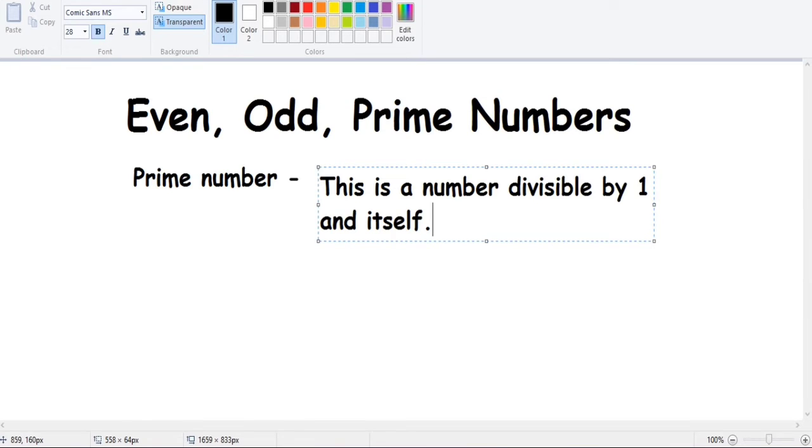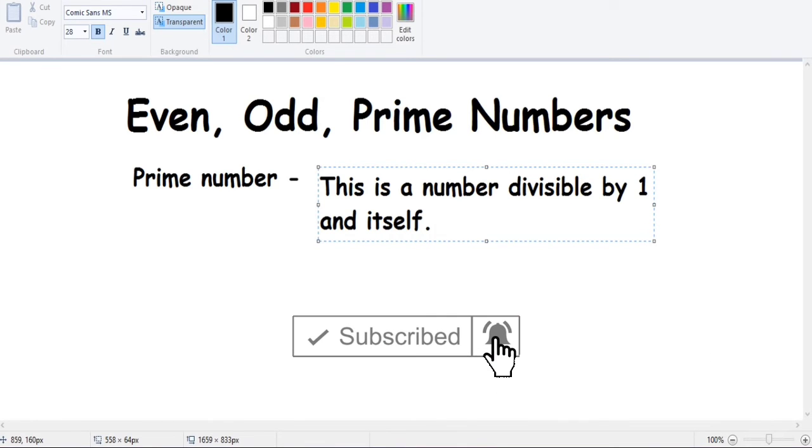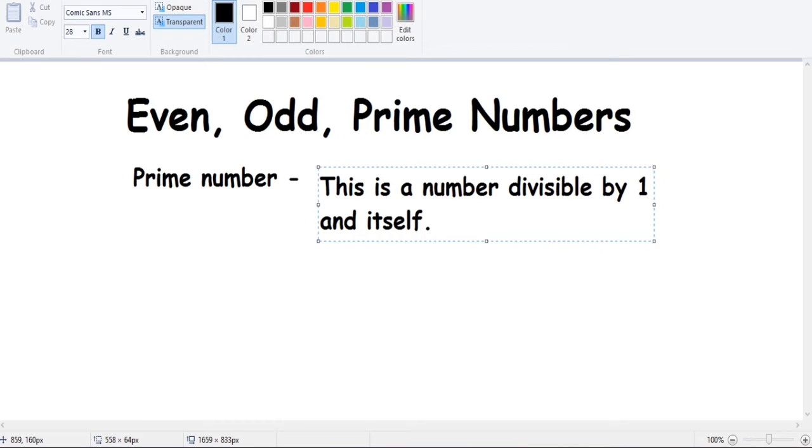It's only divided by 1 and itself only. No other number can go into it. Okay? So that's what we are trying to say. Basically, it's kind of like an odd number, but for a prime number, the only numbers that can divide it are either 1 or the number itself. So we're going to look at some examples here.